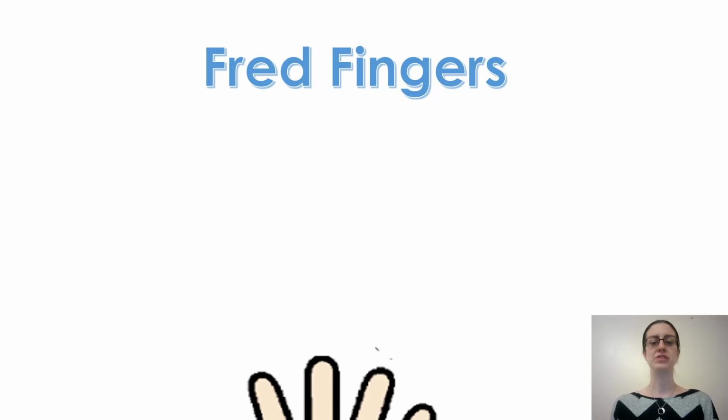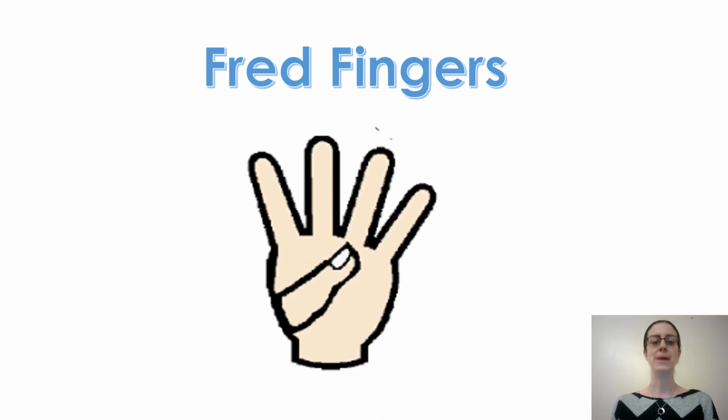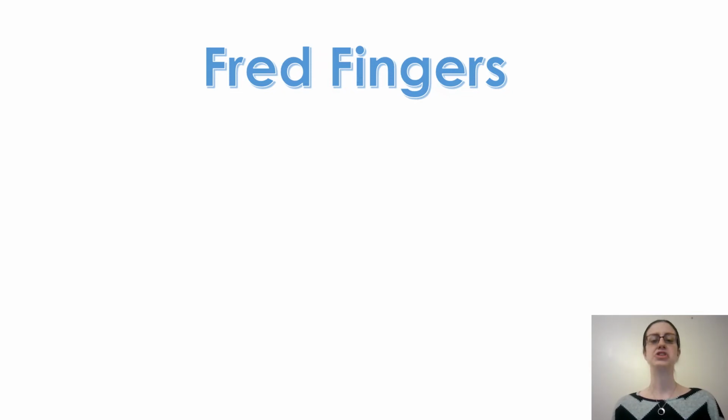Now we're going to use our Fred fingers. Remember, these help us to sound out and spell words. Can you remember how we use our Fred fingers? Pause the video and tell your adult. The first thing we need to do is count how many sounds there are in the word. I'm going to say the word, and you need to count how many sounds you can hear in it. The word is round. Pause the video while you count how many sounds there are.